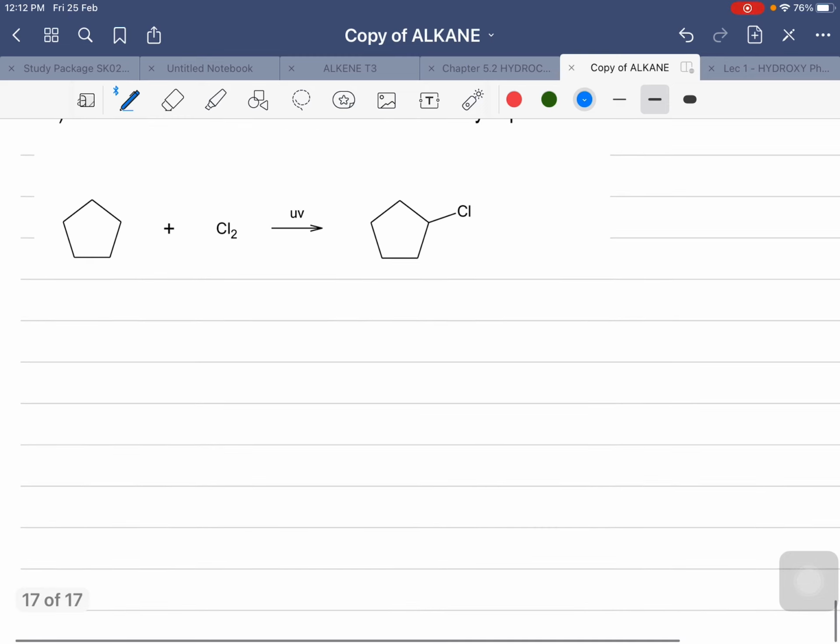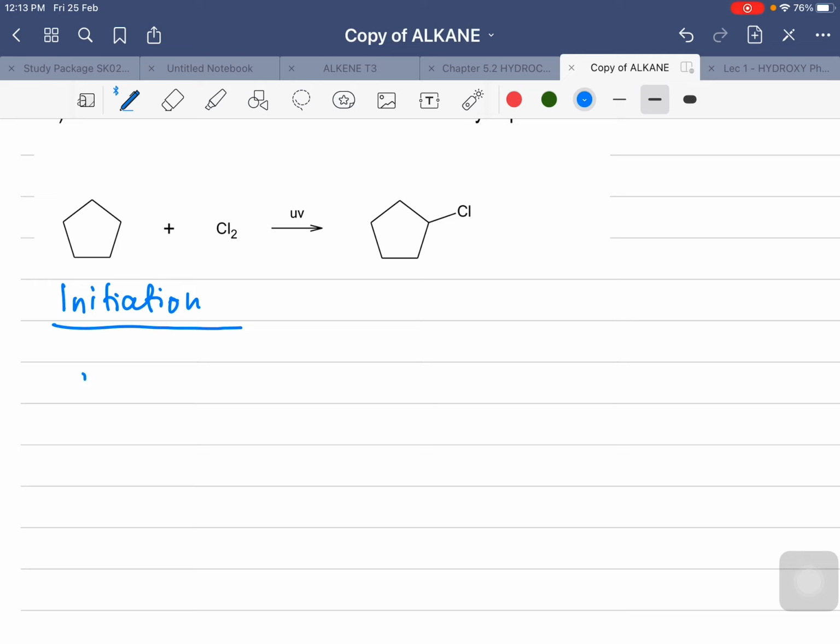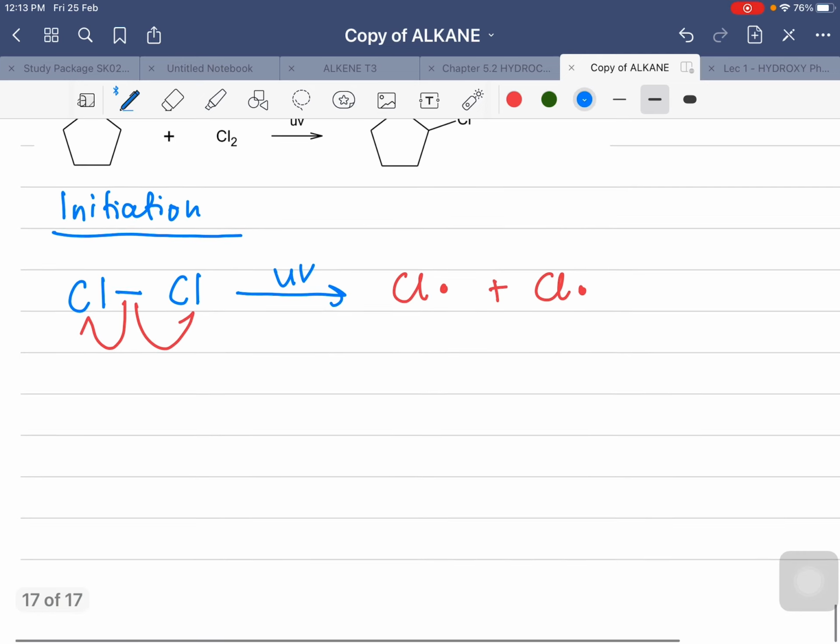Okay, the initiation step. Initiate, how to start the reaction. It must be the forming of the free radical, where UV break the chlorine bond. One will go to chlorine, another one will go to another chlorine, producing chlorine radical. And then chlorine radical ni jahat. So dia buat apa? Dia propagate. Dia pergi serang yang neutral.